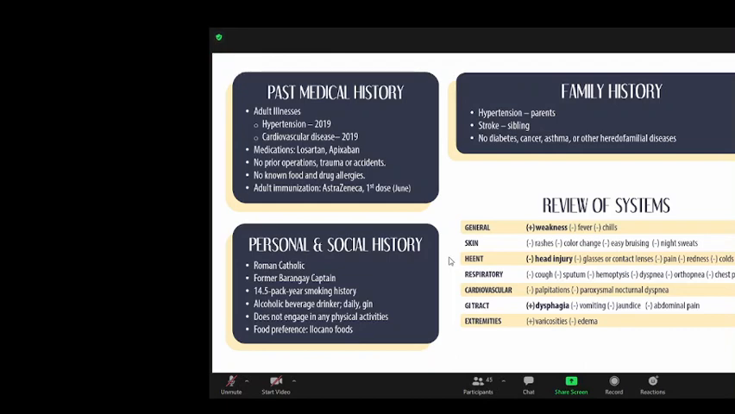Especially ito, nag-first dose, tapos nag-stroke. So agree na wala namang association or parang causality. Yes, there is a risk, but it's actually more common in young women. It's more common in young women.